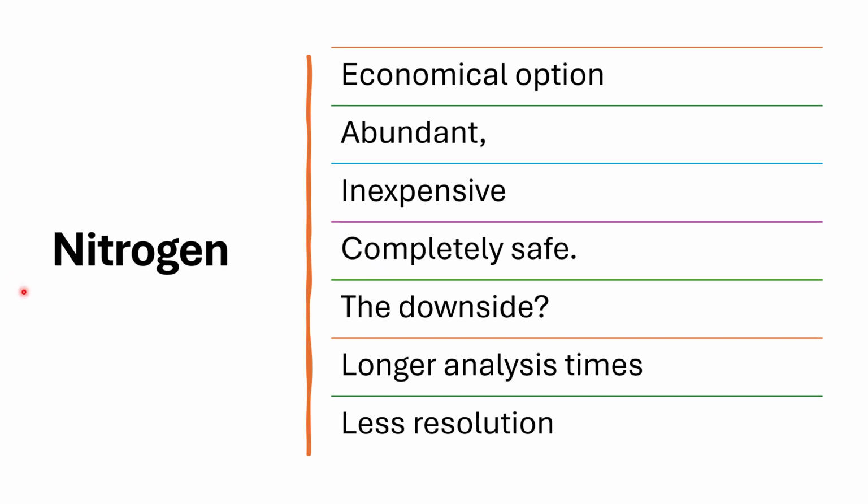Now coming to the third gas, that is nitrogen. Nitrogen is the most economical option. It's abundant, inexpensive, and completely safe. So what is the downside? It's less efficient than helium or hydrogen, which means you need longer analysis time or you have to sacrifice some separation quality. Each gas has a different optimal linear velocity, which we'll discuss more when we get to the Van Deemter equation.